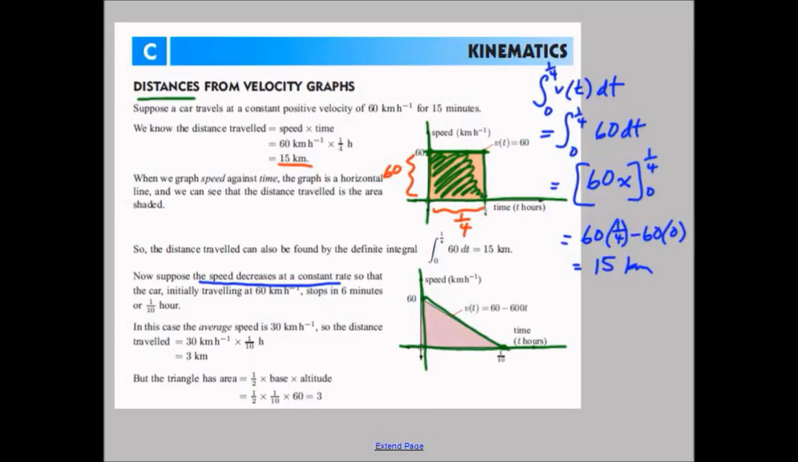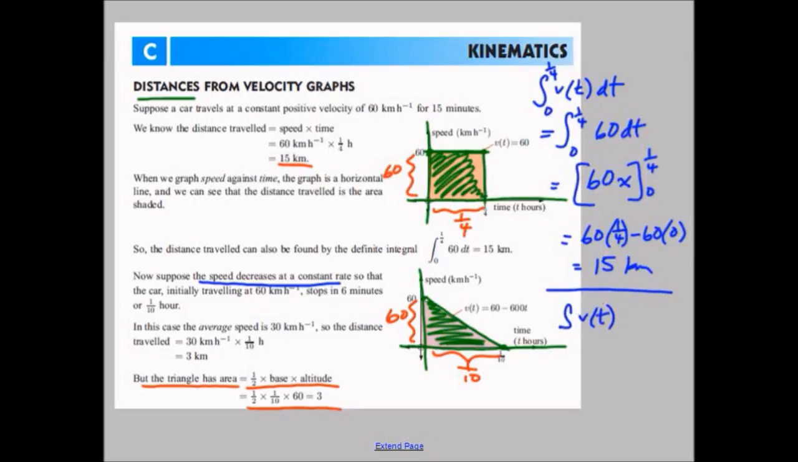Again, we can calculate the distance traveled based on this area under the curve. This is 1/2 base times height. We could do it geometrically, which would be 60, 1/10, triangle, 1/2 base times height, and this would be our answer, 3 kilometers. Okay, but can we do this with integration and calculus? Yes, we can.